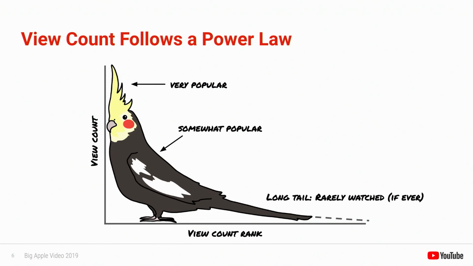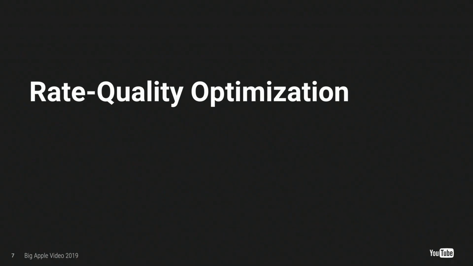Standard encoding profiles might work well with moderately popular videos or for the long tail, but it's worth putting some extra effort into processing those ultra-popular videos. I'm going to talk now about a technique we've developed for that purpose called rate quality optimization, or RQO.